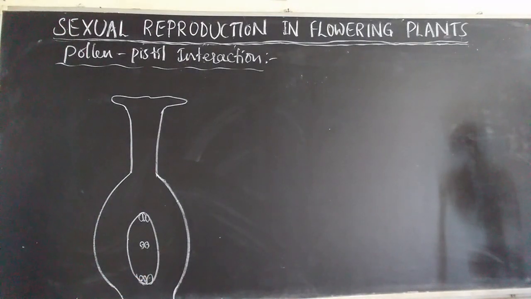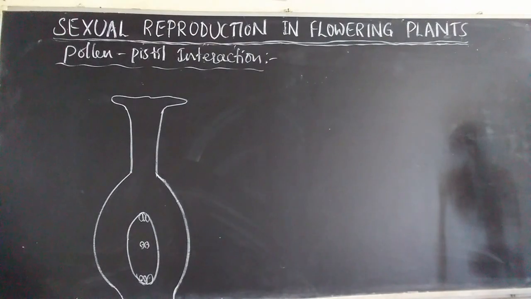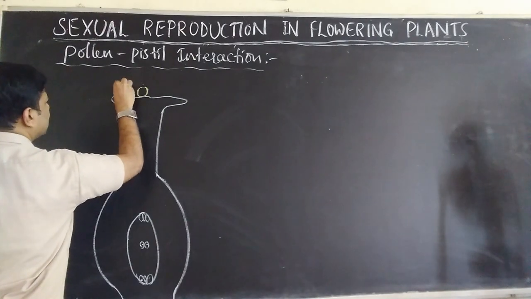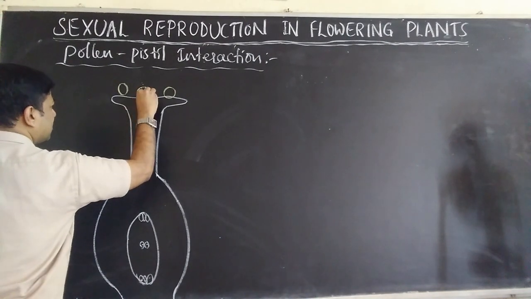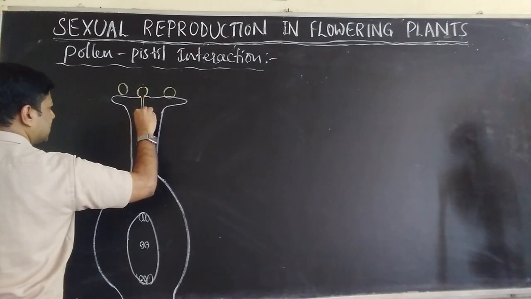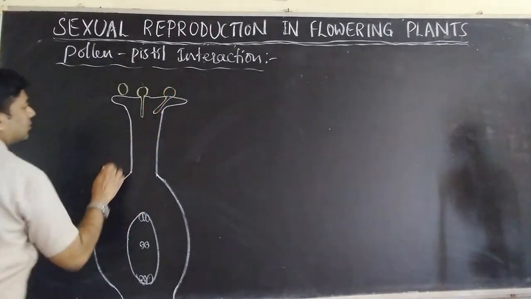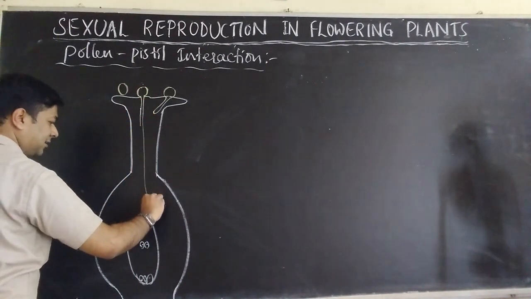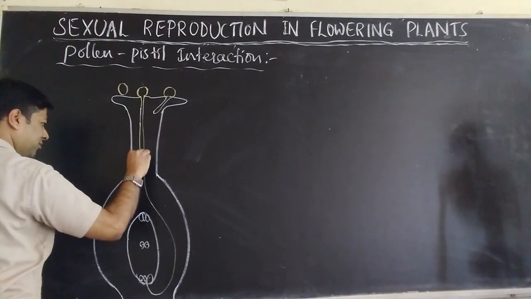So this is a picture which we are going to learn today, where there will be pollen grains. These are pollen grains. Many pollen grains will fall on the stigma. Then some pollen grains will produce a pollen tube. Then the pollen tube will grow in length, as it will enter the egg sac.